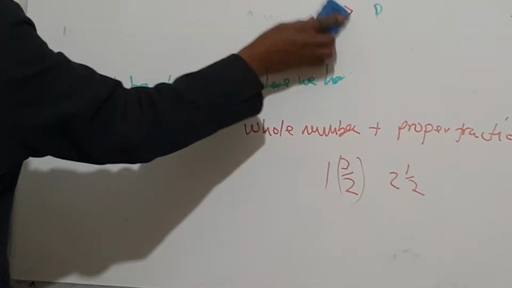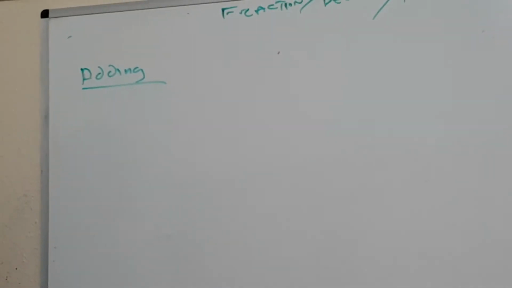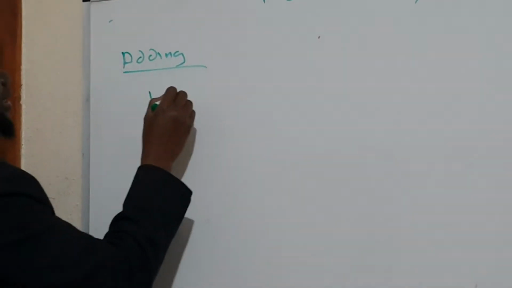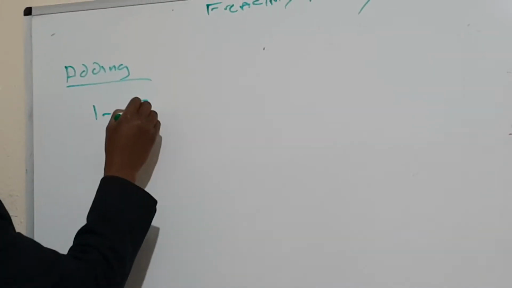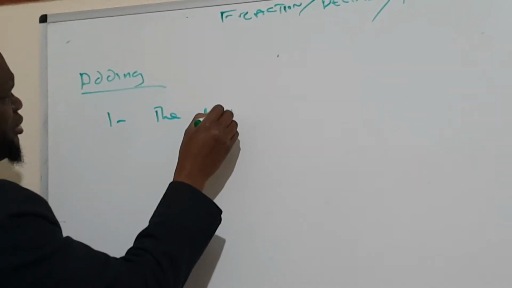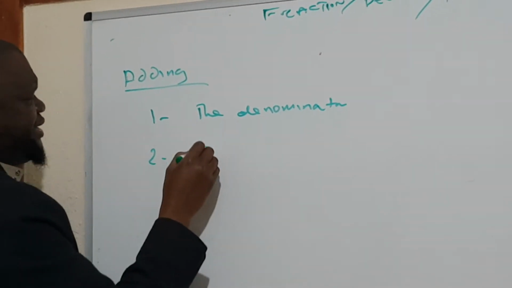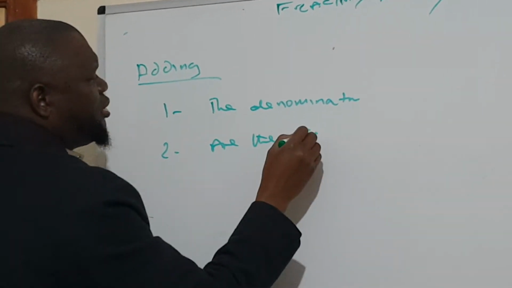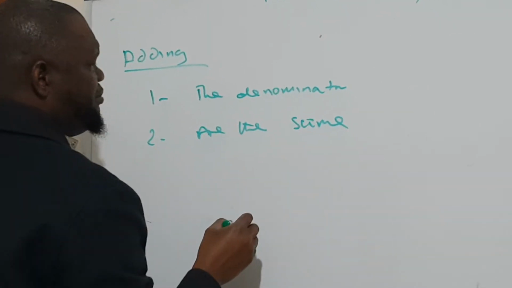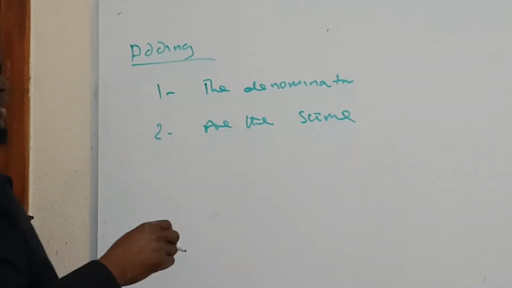Now, next we will deal with the simplification of fractions, how to simplify them, and how to add fractions. Now, two ways of adding fractions. The first thing you look at is the denominator. Number two, are they the same? You can put this in mathematical form, yes?